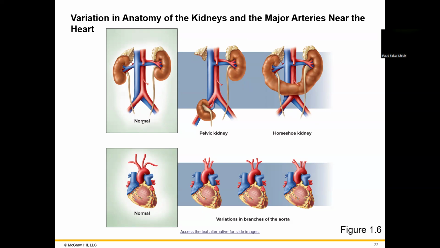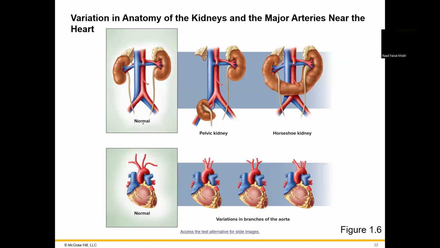And normal, that's the normal heart. And you see some people have different branches of the aorta, we will talk about this. And you see the brachiocephalic trunk is being divided in different fashions. But in the end, you're getting the oxygen.